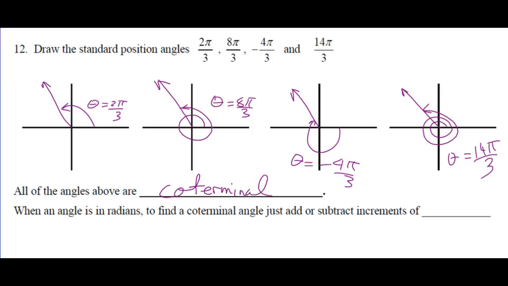When an angle's in radians, to find a coterminal angle, just add or subtract increments of 2 pi, right? In degrees it was 360 degrees. In radians, it's 2 pi. I want you to start thinking of 2 pi as 4 pi over 2, 6 pi over 3, 8 pi over 4, 10 pi over 5, right? Convert it so that it has the same denominator as whatever you're working with. Okay, that'll become clear in a second when we start to do them.